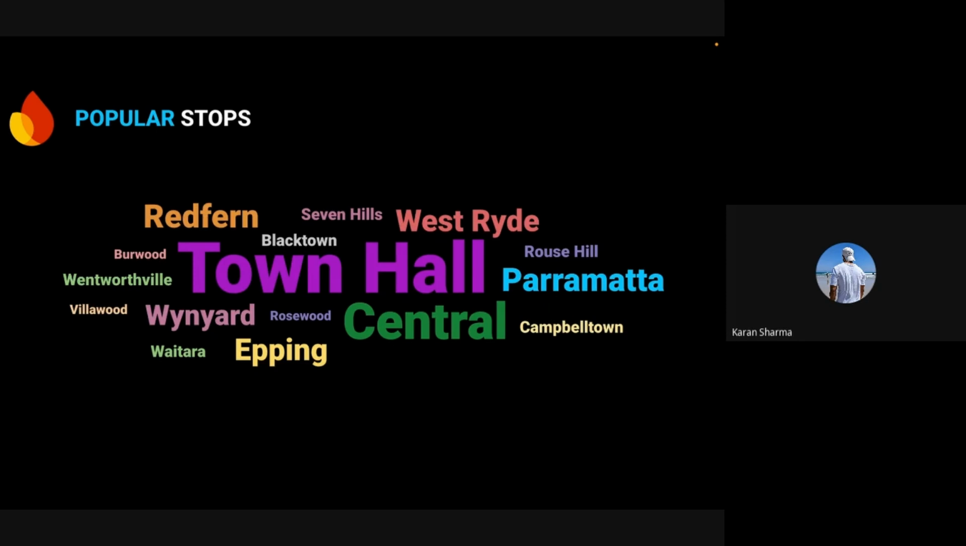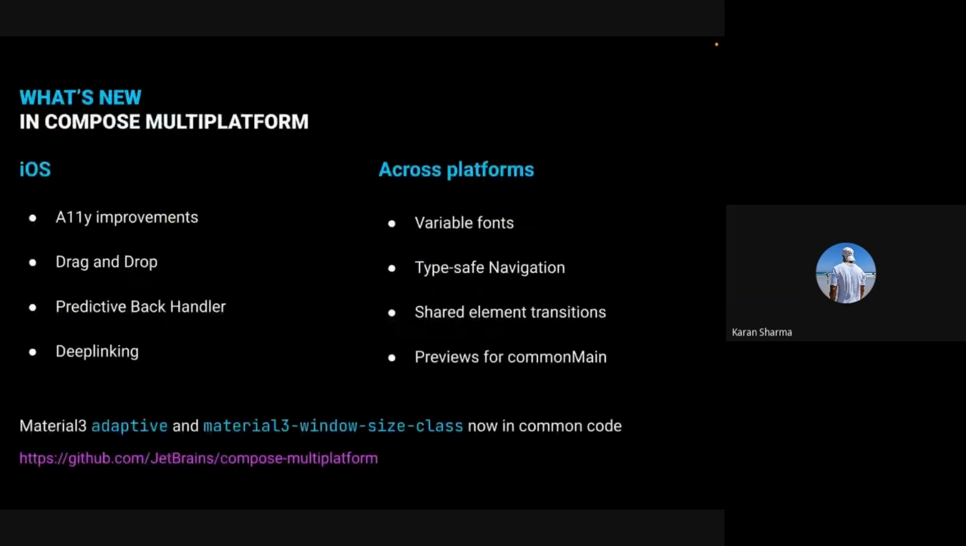So we get to know all of that information. And let's see what's new in the Compose Multiplatform technology. So for iOS specifically, there are a lot of accessibility improvements. For example, if you have some animations running in the app and the user has specified that they don't want to see animation, there's a setting called reduced motion. So now Compose Multiplatform actually respects that. If that setting is on, you won't see any animations at all.